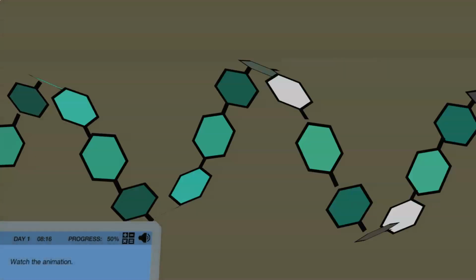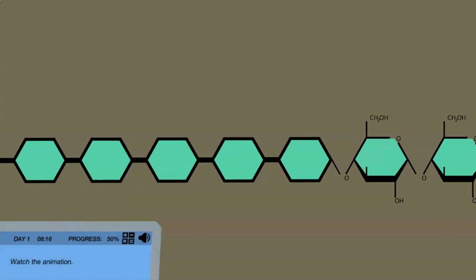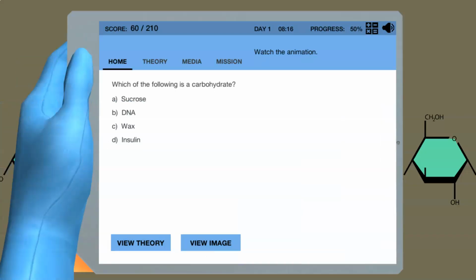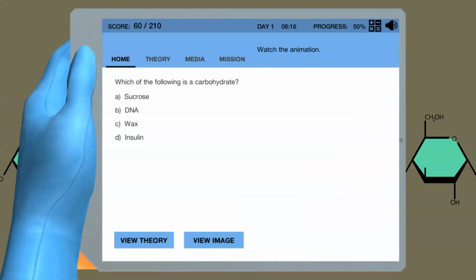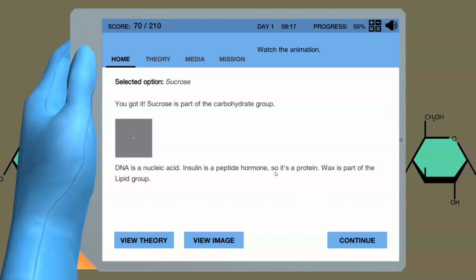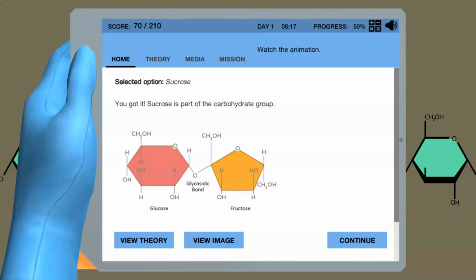This is the structure of starch, an example of a complex carbohydrate mostly found in plants. Complex carbohydrates are polymers called polysaccharides that are composed of many sugar building blocks. Which of the following is a carbohydrate? You got it. Sucrose is part of the carbohydrate group.